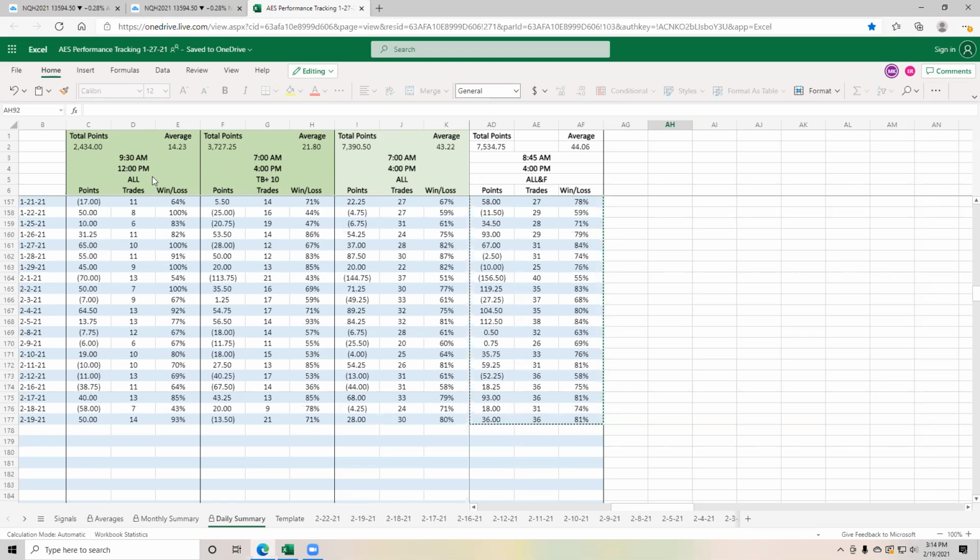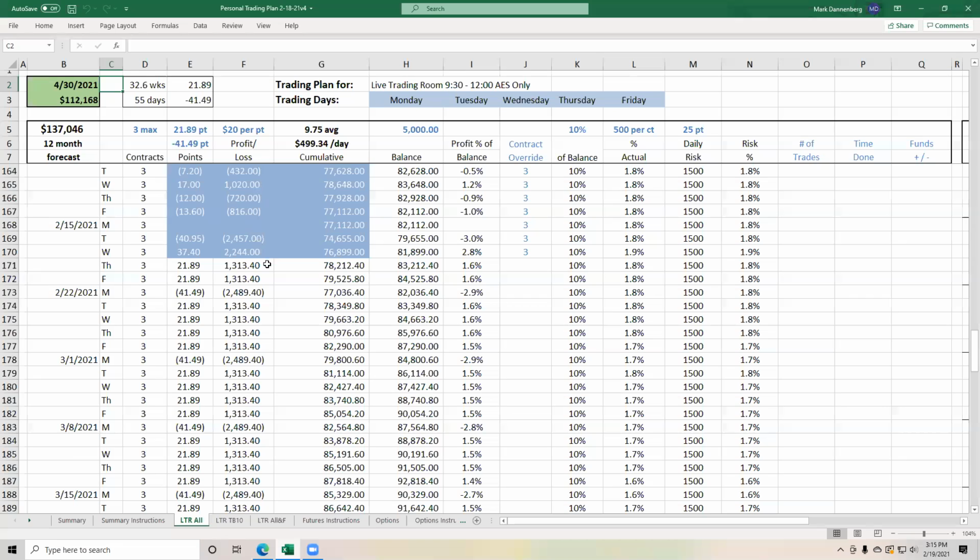So 9:30 to noon, all signals is very different than 7 to 4 trend bias. This takes longer time for a trader, and you're only taking 2 of the 4 signals. 8:45 corresponds to the start time of the live trading room, and then the end of the live trading room, and it encompasses all of the signals within the adaptive entry system and fractals, which is what we call out all day. So we are tracking all 3 of these. We don't translate the 7 to 4 all into a personal trading plan, but you certainly could do that if you choose to. So the personal trading plan itself is this tool.